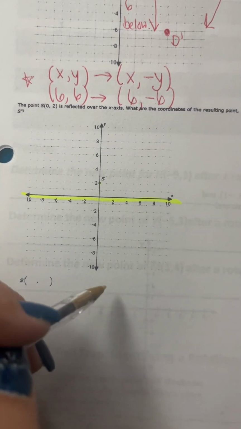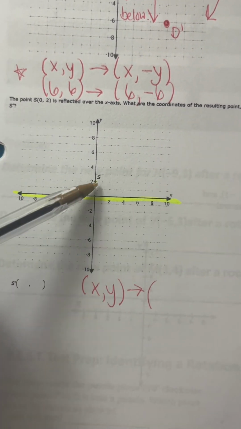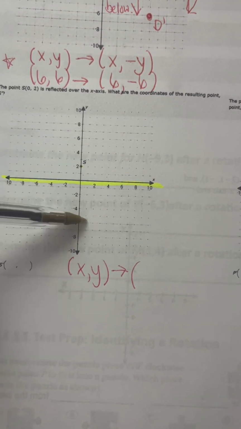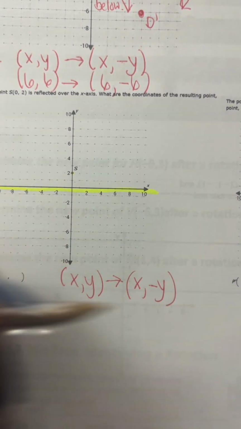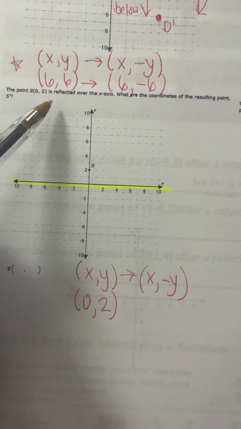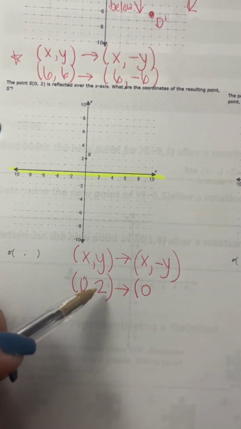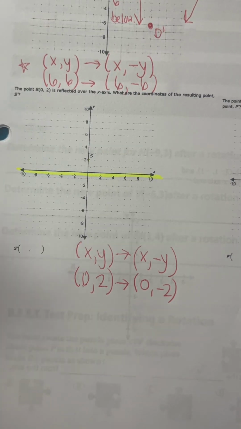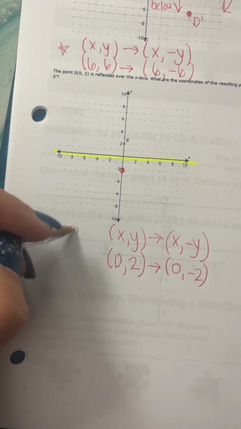Okay, let's write the rule. (x, y) becomes, now when we're going across the x-axis, we're moving along that y one, right, up and down. So that's the y that's going to change. So this becomes (x, opposite y). Okay, then we can write down our original point, (0, 2), becomes, x stays the same as 0, but the opposite of this is -2. So (0, 2) turns into (0, -2). You can graph that new point or fill it in over here, (0, -2).